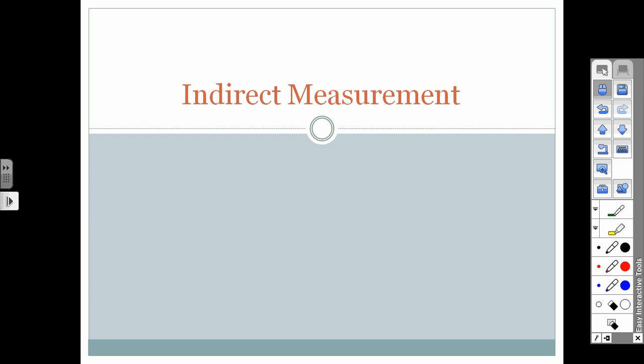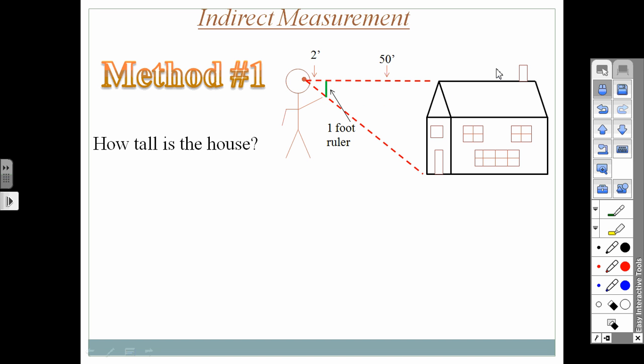So let's take a look at these 4 different methods for actually measuring objects that are too large or too far away for you to actually directly take a ruler or yardstick and measure. You have to do it using similar triangles and take measurements that you can that are reasonable. So let's take a look at the first method.